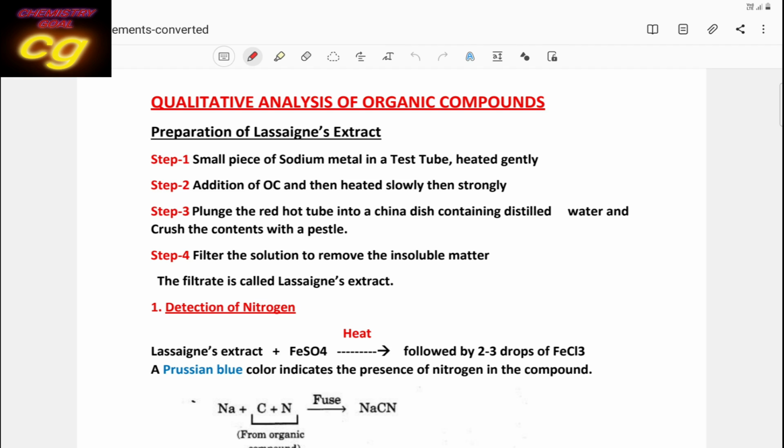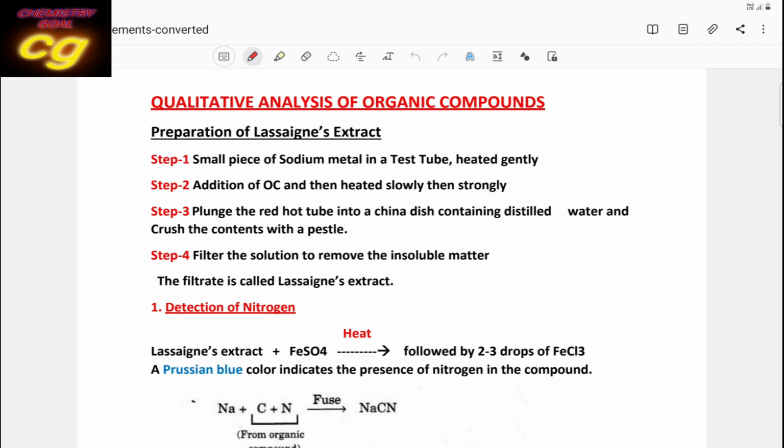So the detection of elements in organic compounds can be done by the method called qualitative analysis. What elements are present in the organic compound can be identified, can be detected by suitable chemical tests. Now we will discuss some important detection of elements in organic compounds.